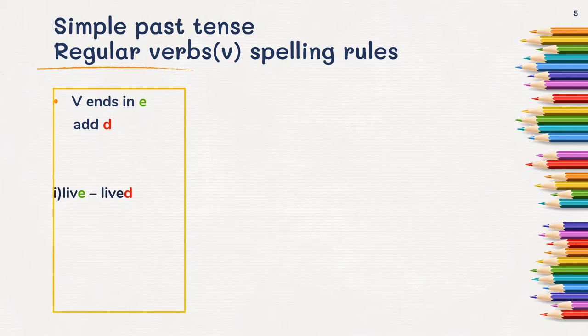Becomes lift. So leaf, the final letter of the verb is E. So we add D at the end when we write it in past tense. So the second example is advice. So advice, since advice ends with E, it becomes advised in past tense. The next example is bake.